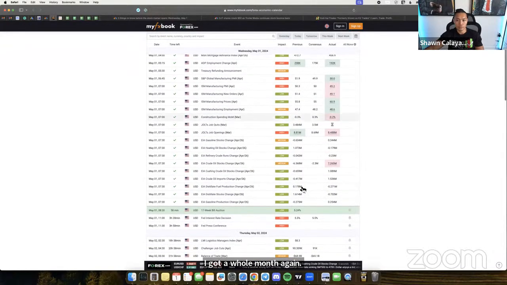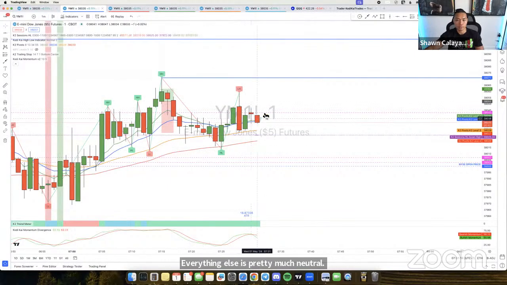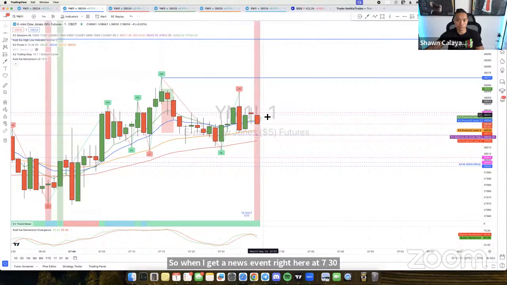The news over here at 7:30 was pretty much neutral, guys. There was one negative news over here, medium impact. Everything else is pretty much neutral. So one negative news event right here at 7:30, and price is kind of reacting to it right here. Not heavily, but it is reacting to it slightly.